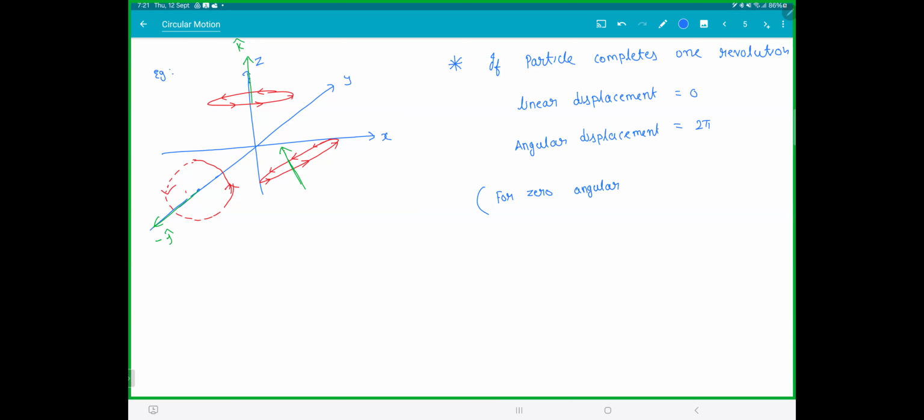For zero angular displacement, it should be like this. If you're rotating one in this direction, then you have to rotate the other one in that direction. So this is this way and this is this way. So this will be plus 2 pi, this will be minus 2 pi. Then we say it is zero. But if you just make one revolution, we will say it is 2 pi. If you make one revolution forward and one revolution backward, then we get zero. Clear?